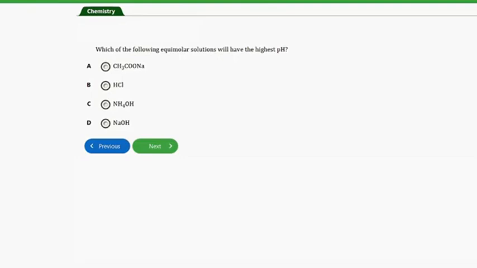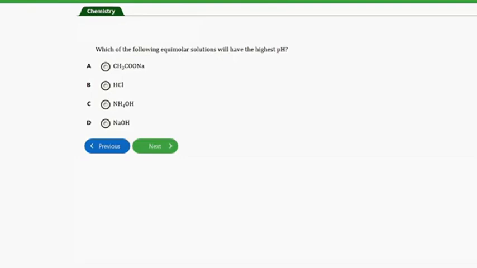That's question number 1. It says, which of the following equimolar solutions will have the highest pH? A, we have sodium ethanoate. B, we have hydrogen chloride acid or hydrochloric acid. C, we have ammonium hydroxide. And then D, we have sodium hydroxide.